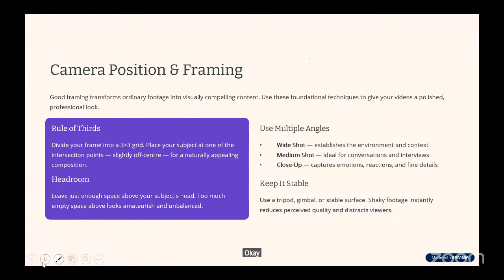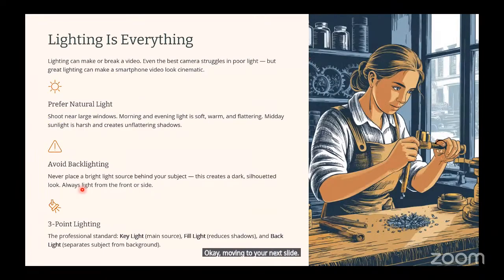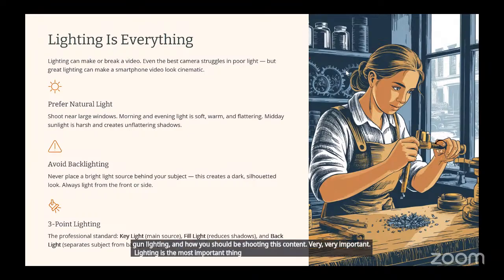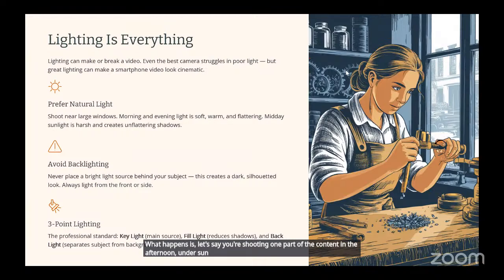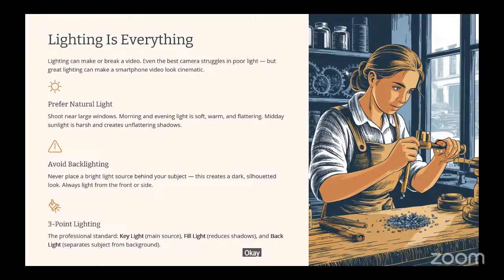Okay. Moving to your next slide, the lighting and how you should be shooting this content. Very, very important. Lighting is the most important thing. I'll tell you what happens. Let's say you're shooting one part of the content in the afternoon under sunlight. The next part of the content is around 5 p.m. So the sun has moved. Now you're under the tube light. When you are editing this video, it is going to be visible.